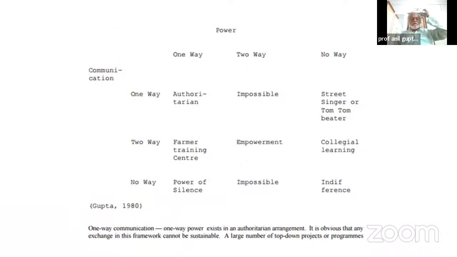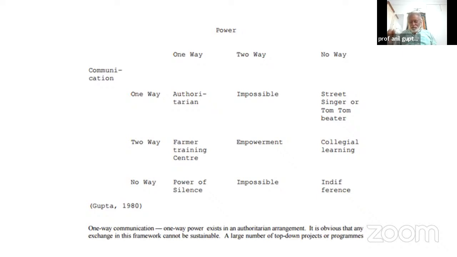This is a framework, a very simple one though, developed a long time ago, which is looking at the communication and power, which is more relevant for community-based diffusion. So you have power: one-way power, two-way power, no-way power. Communication is one-way, two-way, no-way.